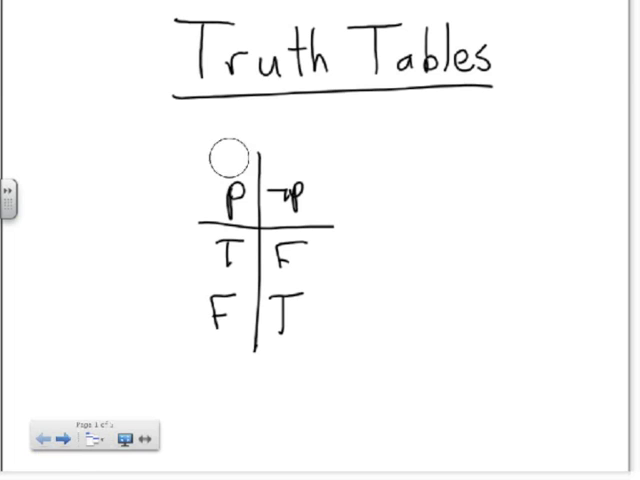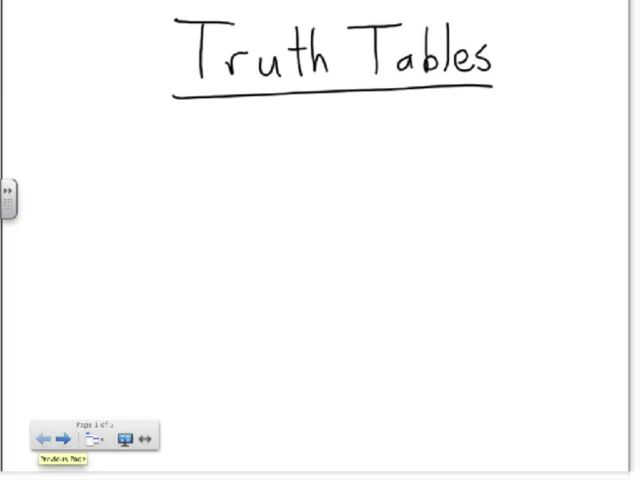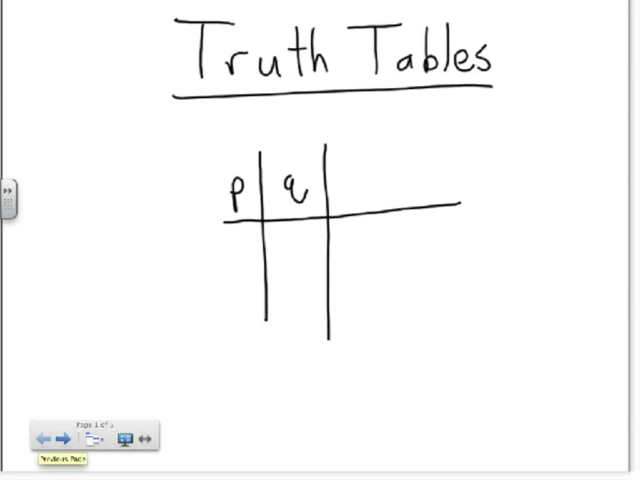Now on to something harder. Let's do the conjunction. So we'll do P and Q. This time we have two different variables to deal with. So we still list our variables, P and Q, and then the result, which is P and Q. Now we have to list all the different possible input combinations for P and Q, which is P is false while Q is false, P is false while Q is true, P is true while Q is false, and P is true while Q is true.